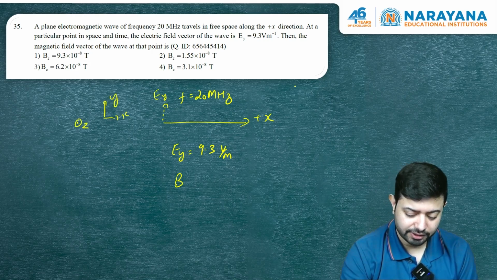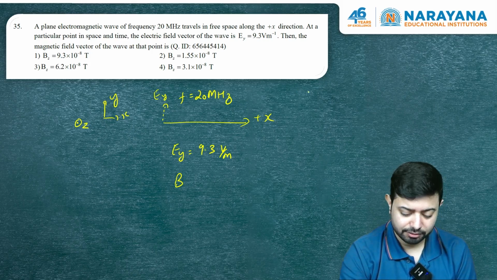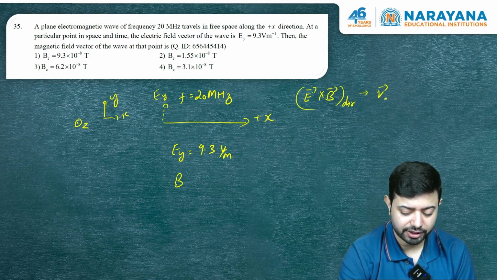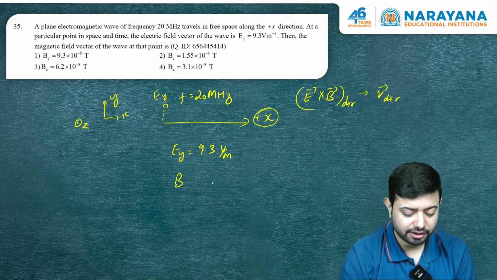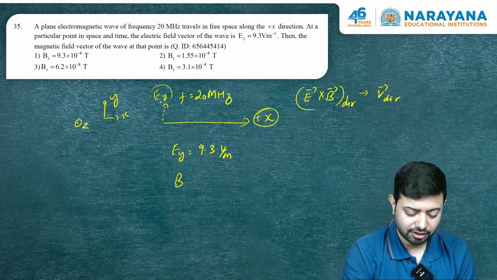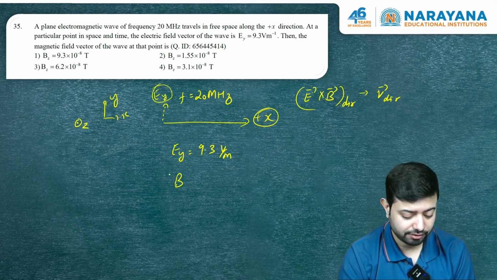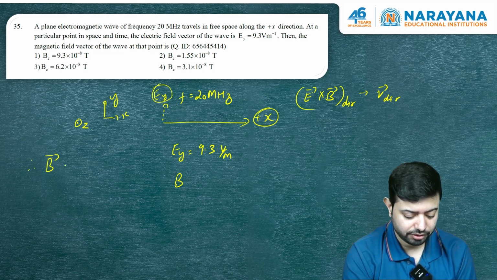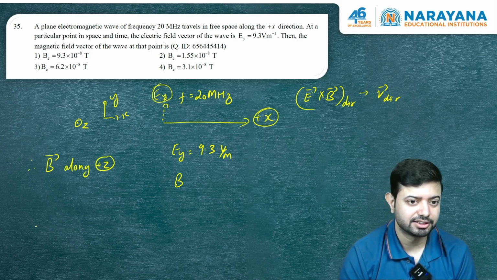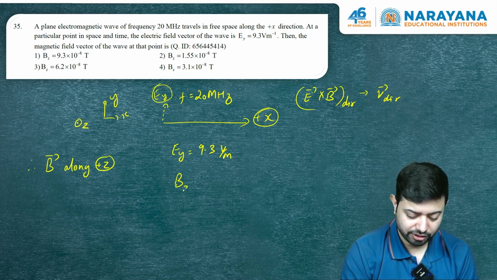So, I know one thing, if I go by this concept, I hope you remember, the direction of E cross B vector is the same as the direction of velocity vector. So, in which direction is the wave traveling? In the positive x direction. Okay. And E vector is along j cap. Where should my B vector be? My B vector therefore should be along the positive z direction, because then only E cross B will give me the positive x direction. Okay. So, we have to find Bz.